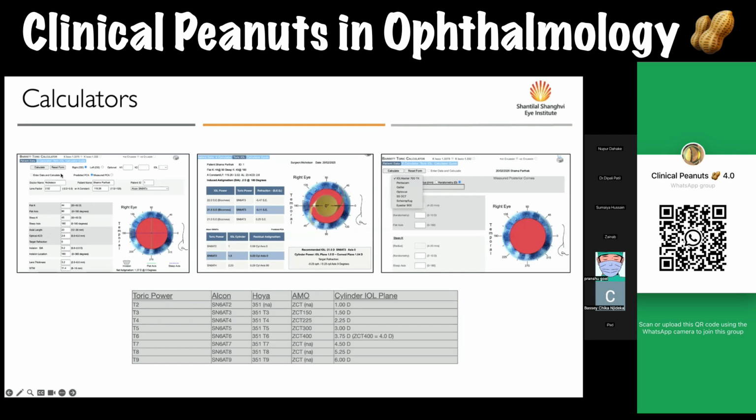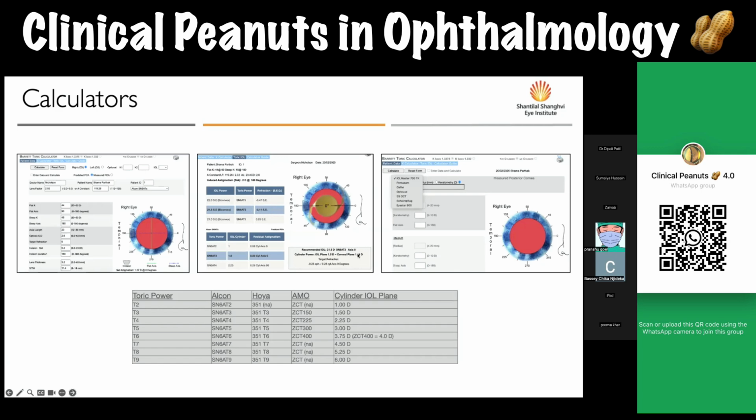Essentially, what you do is click calculate, and if you click on Toric IOL, which is this option here, it gives you the lens power, using the Barrett calculator, of what it thinks is the best spherical power as well as cylindrical power of the lens that you should be placing in the eye for the least amount of spherical equivalent.